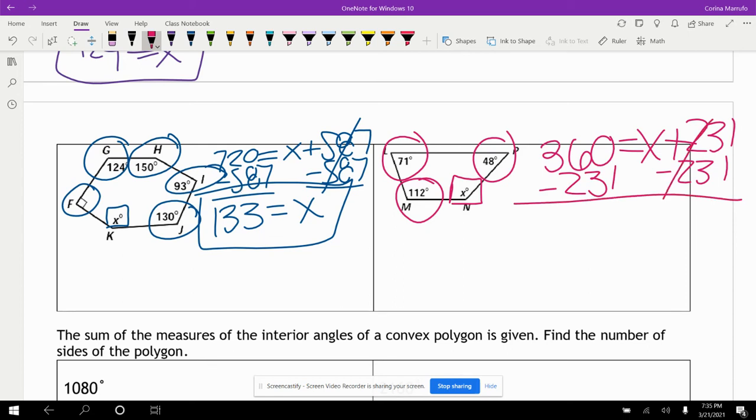This cancels. 360 minus 231, that gives me 129. And then degrees.